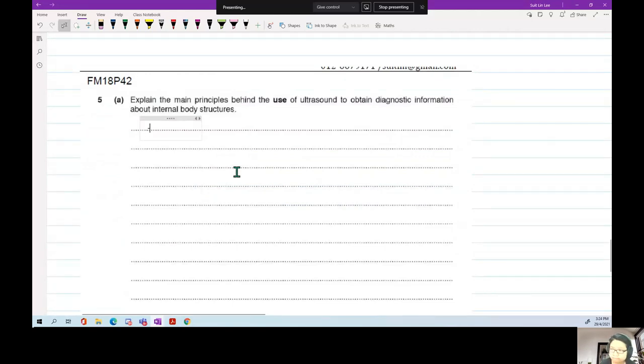So we're going to start off with the pulses of ultrasound. Must be pulses sent into the human body. Second point, the ultrasound is reflected at the boundaries between media. Media here is just a sciencey way to say different types of cell tissues.